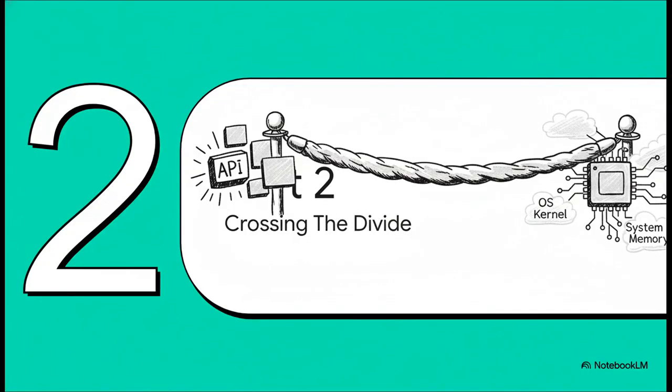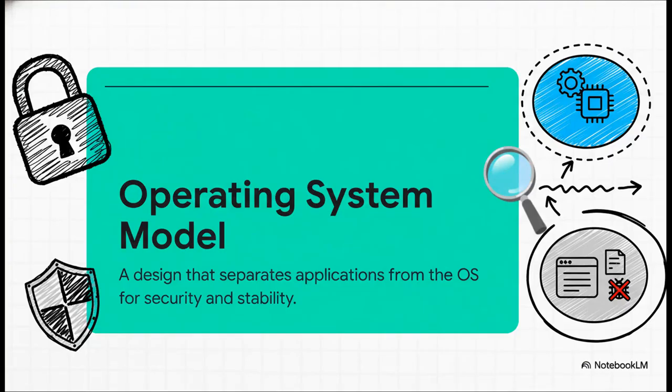Okay, so our application gave its order to the waiter, the API. Now what? Well, that order has to cross a major boundary. Think of it like a digital velvet rope that separates the everyday world of your programs from the super secure inner sanctum of the operating system itself. And this idea of separation is one of the most fundamental concepts in all of modern computing. It's a security model, and its whole purpose is to protect the core of the operating system from any app that might be buggy or even malicious.